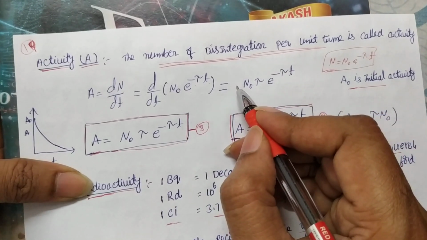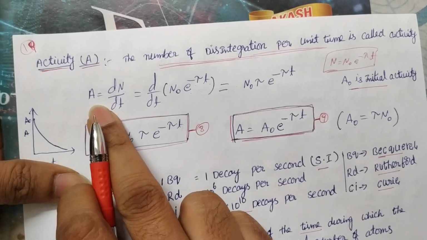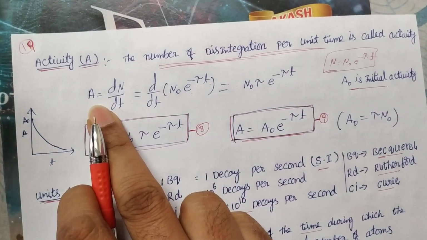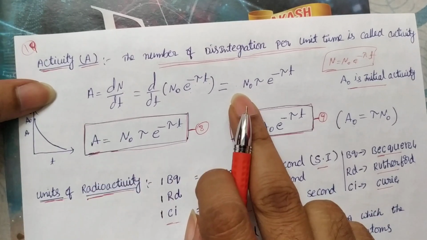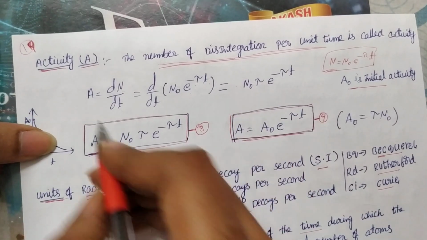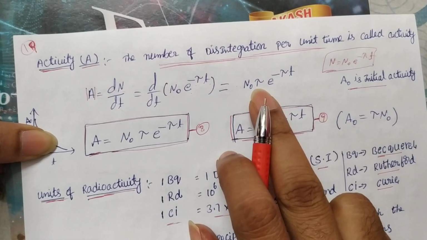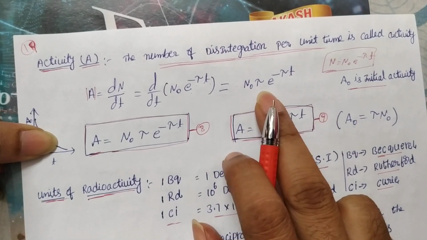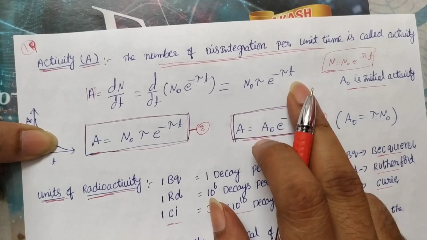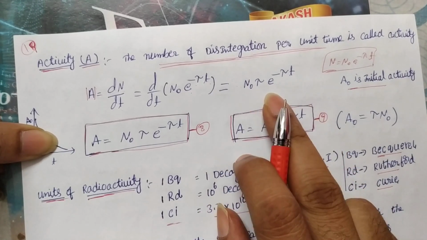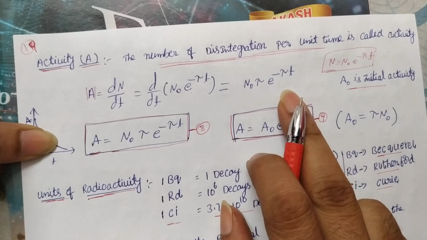Minus lambda. But activity means within 1 second how many nuclei disintegrate, that only we are asking. That's why they didn't take the sign here. You can think of it as a magnitude, so the negative sign is not needed here. Then N lambda e power minus lambda t. This is what you call the activity of the material.